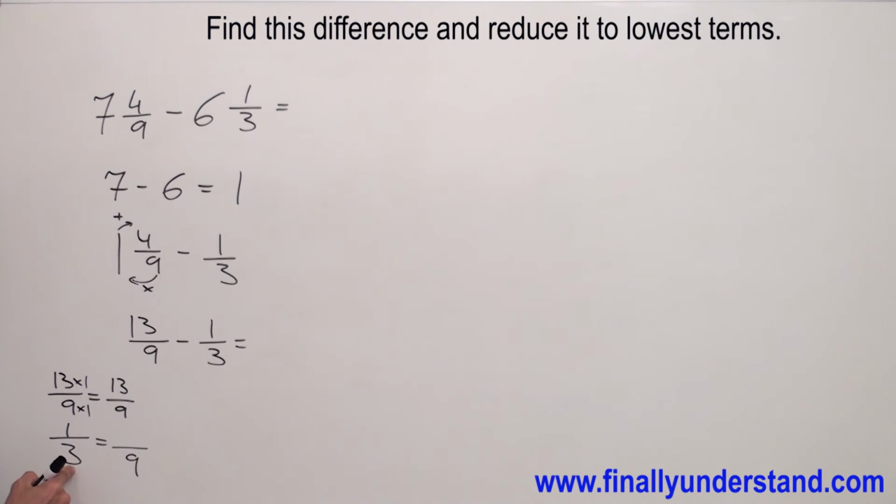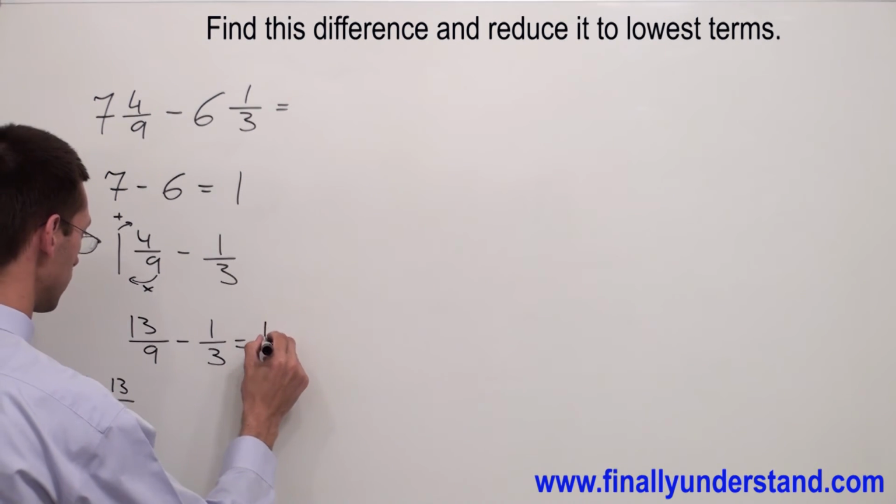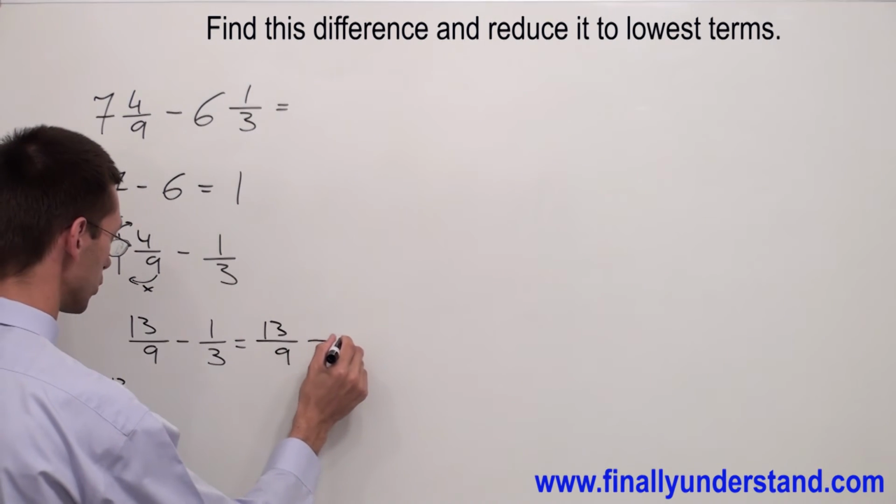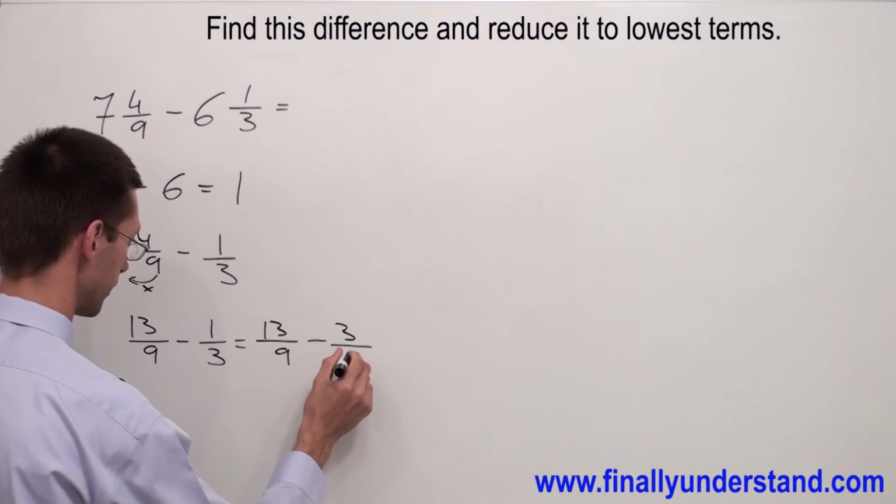By what number do I have to multiply 3 to get 9? I have to multiply by 3. Okay, whatever I did to the denominator, I have to do also to the numerator. Times 3. Okay, so let me write these fractions into my equation. I have 13 over 9 minus 3 over 9.